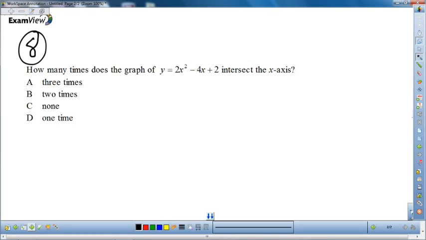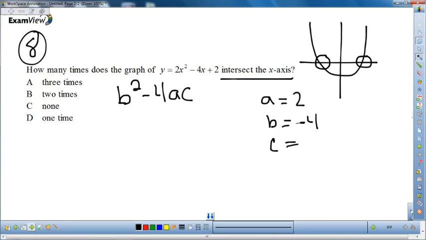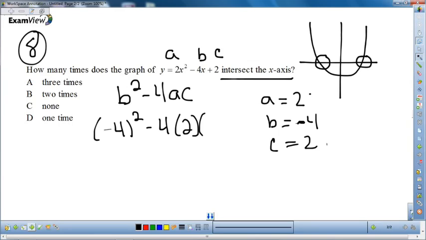To determine how many times the graph intersects the x-axis, if I graph the parabola, I want to know how many times it's going to cross the x-axis. So we're going to use something called the discriminant, b squared minus 4ac. So a is 2, b is -4, c is 2. Remember, it goes in the order of the quadratic. So a is the leading coefficient of x squared, b is the coefficient of x, and c is my constant term. So I'm going to have -4 squared minus 4 times 2 times 2.